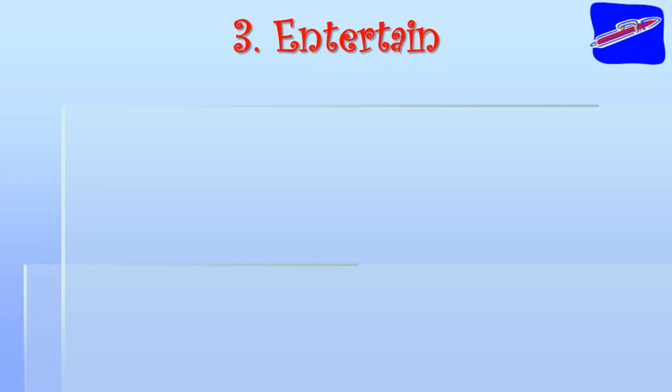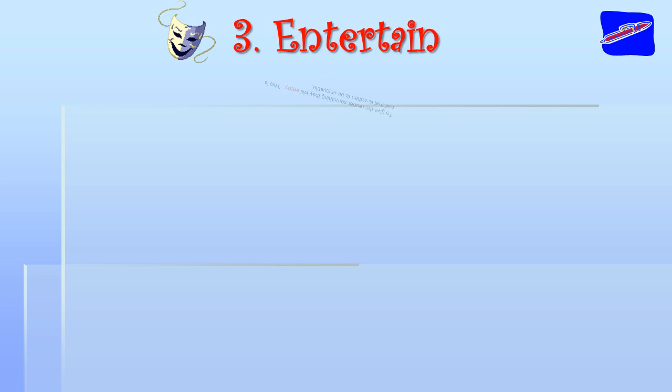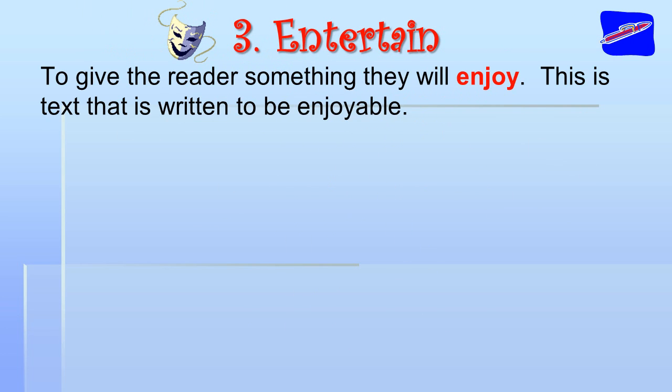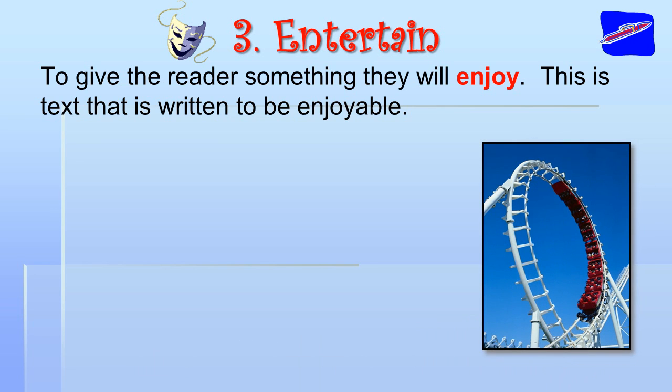Our third and final type of author's purpose is to entertain. To entertain means to give the reader something that he or she will enjoy. This is text that is written with the sole purpose of being enjoyable. Kind of like when you're on a roller coaster or at an amusement park or doing anything else that's designed to be fun.